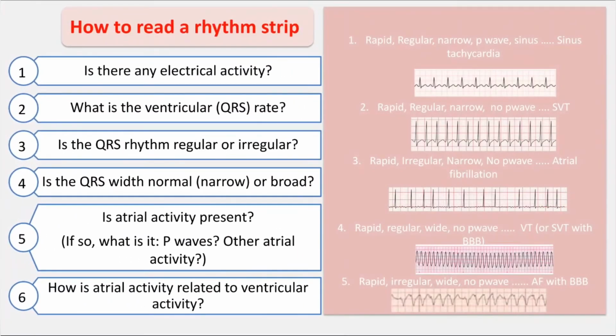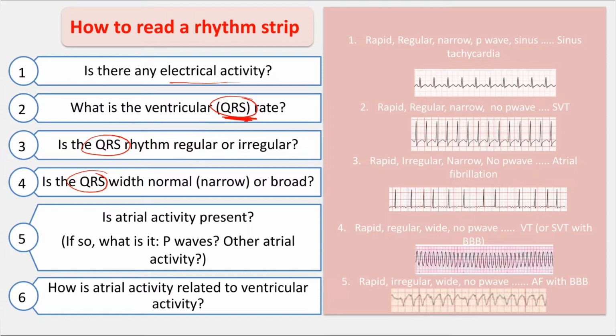To read an ECG rhythm strip, if you use these steps, it will be much easier for you. First, is there electrical activity? The second, third, and fourth questions are about QRS. What is the QRS rate? What is the ventricular rate?